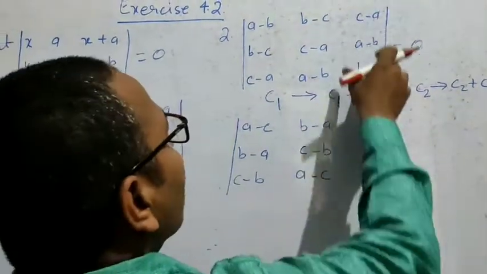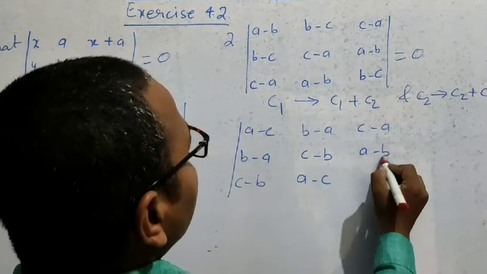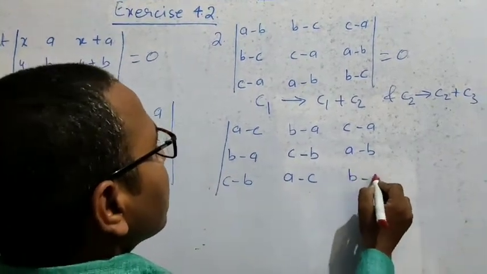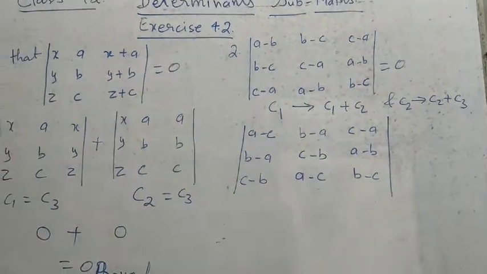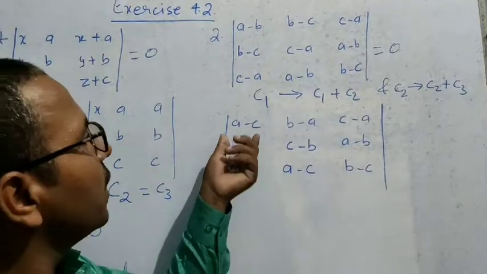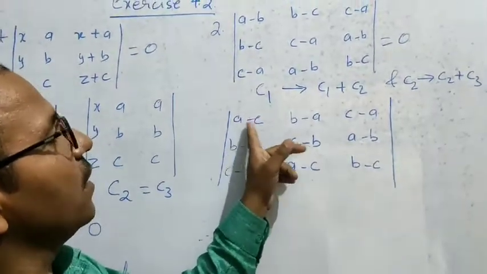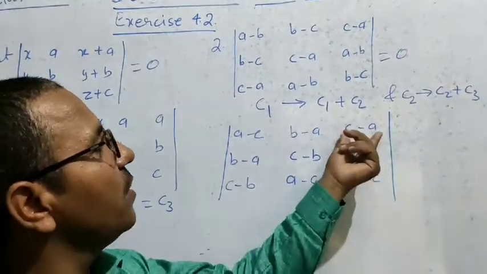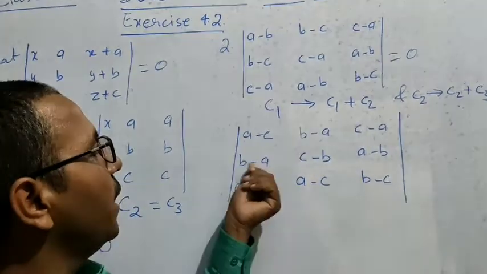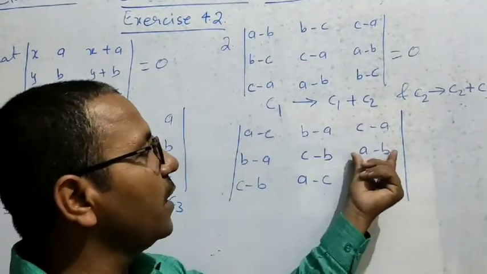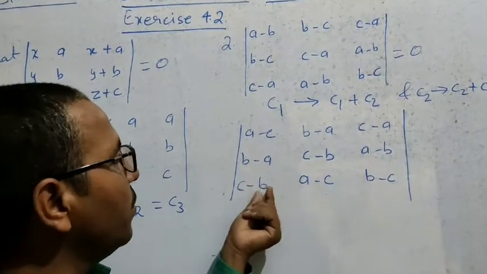So this third column will remain the same: c minus a, minus b, and b minus c. Now students, in the next step, if we take the negative sign common, what we will get here is c minus a. By taking the negative sign common, we get the same thing here also. Take the negative sign common from this one, so you will get a minus b in the third column. Take the negative sign common from this one also, you will get b minus c.